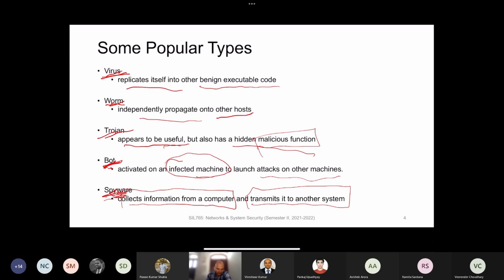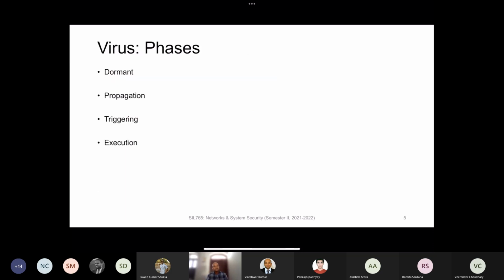Now, although I will talk about these different phases of malicious activity for a virus, you could easily extend these different phases to other malware types as well, so worms and others as well.